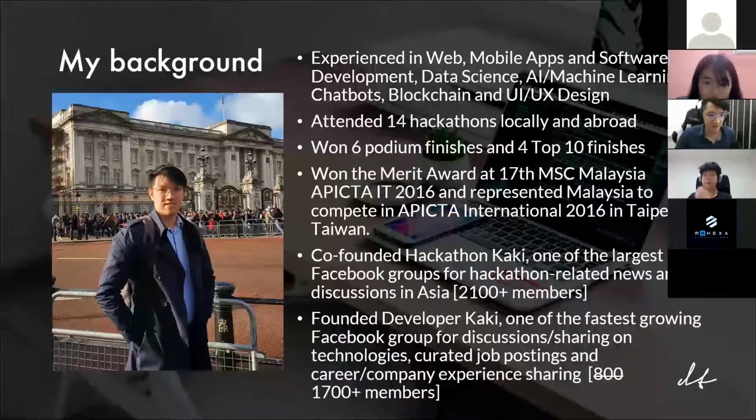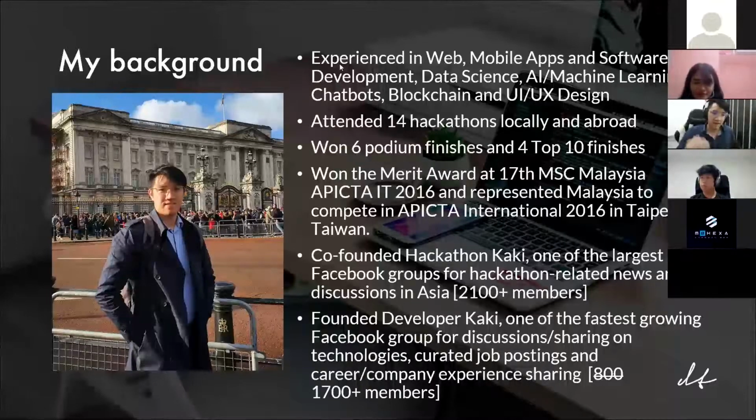Here's my background. I'm actually a full stack developer and data scientist that's experienced in actually all the fields of tech. I've done projects in web, mobile app, software development, which means a desktop version, data science, AI, machine learning, chatbots, blockchain, UI, UX, you name it. I've done it, because basically anything that the client needs, I'll just learn it and learn along the way. I've attended 14 hackathons, both locally and abroad. The furthest I went was Italy and London for an international hackathon. I'll be sharing that later. I've also won 6 podium finishes and 4 top 10 finishes of all those hackathons I've joined.